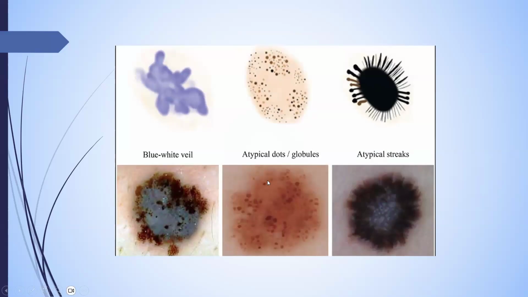These are the atypical globules and dots. You can see each one is of different sizes. It's not uniform. And these atypical streaks that we saw there, right? It is not the same. You saw the spitz nevus. It was very uniform. This is very different. It is atypical. One area it is clubbed, one area it is thick, one area it is thin, dull.